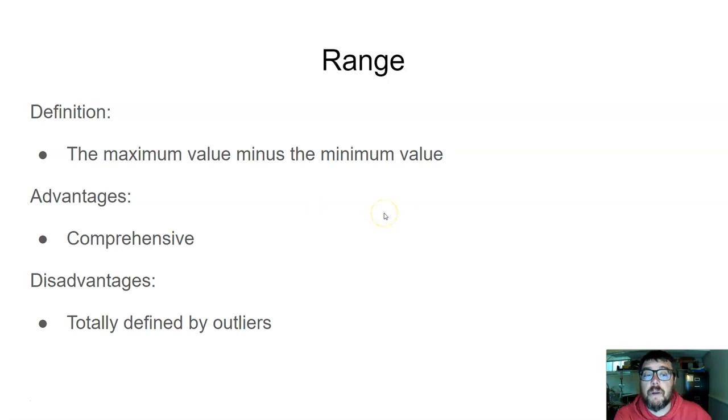The first one we're going to talk about is the range. This is a measure that takes the maximum value in your variable and subtracts the minimum value from it. So it's comprehensive, literally. Those are the 2 values that comprehend the whole of your data set. But the disadvantage is that it's totally defined by outliers. You could have a whole bunch of stuff crammed in the middle and then 2 weird ones way outside, and it would look like it had a huge range, just as much as if everything was spread out evenly across them. So sometimes it's not considered as informative because of that.